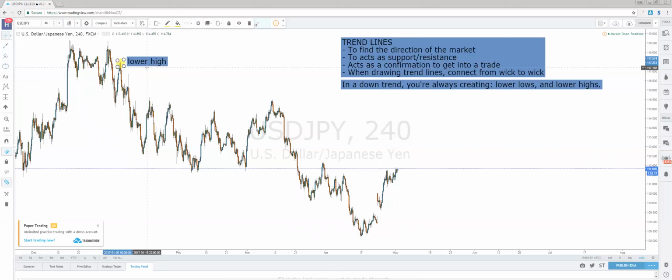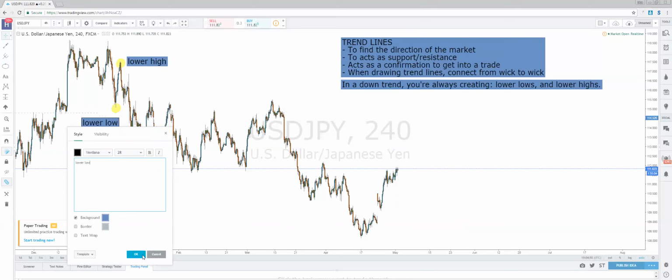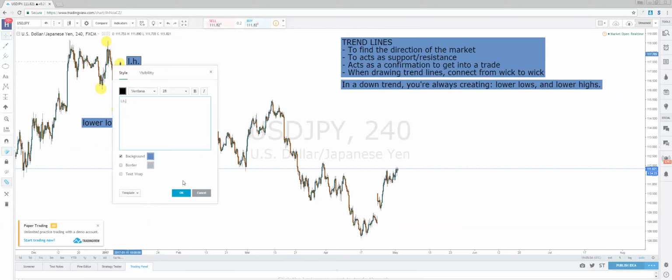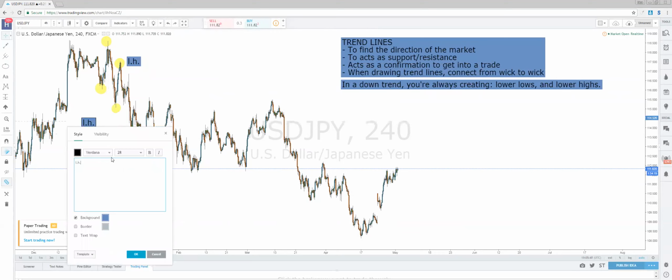Now if I copy this down here, this is called a lower low. Why? Because this low is lower than this low right here. This high is lower than this high. And you see it's going to repeat. You have another lower high here, then another lower low here, et cetera. See that? It's constantly creating lower lows and lower highs. Those are the elements of what makes a downtrend.